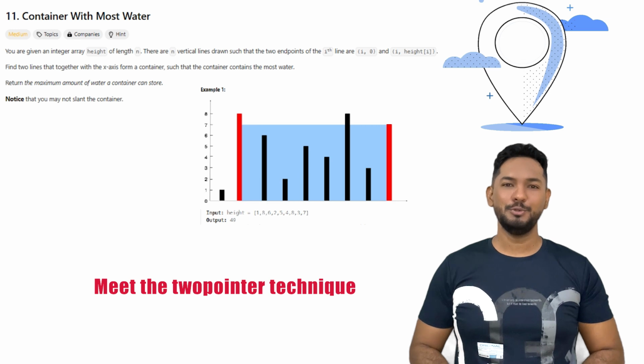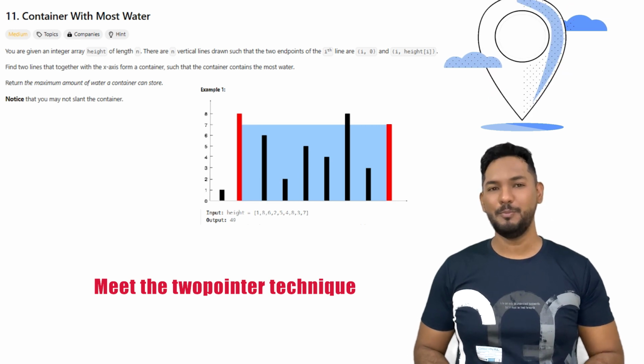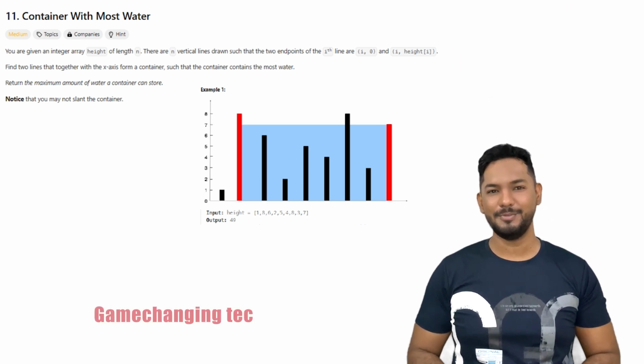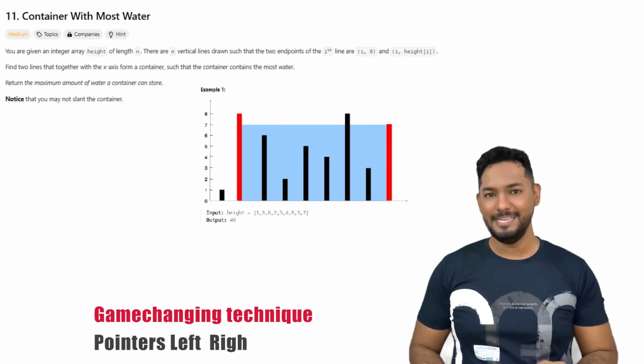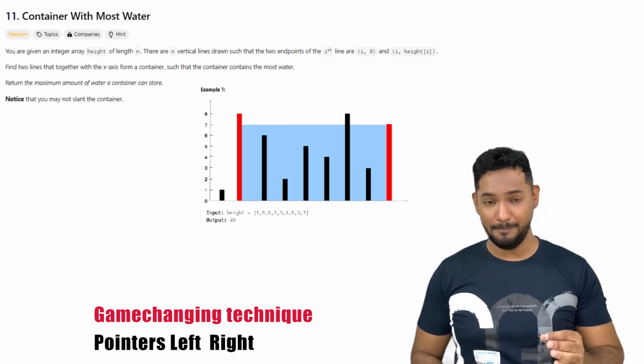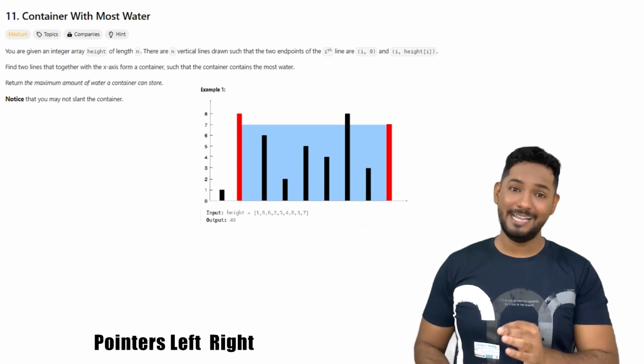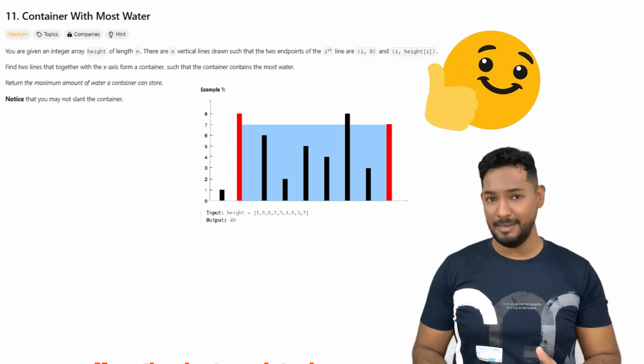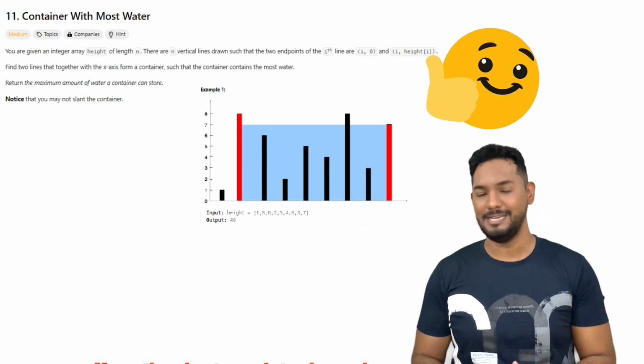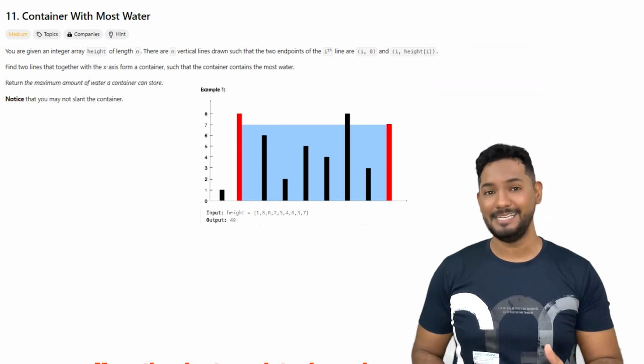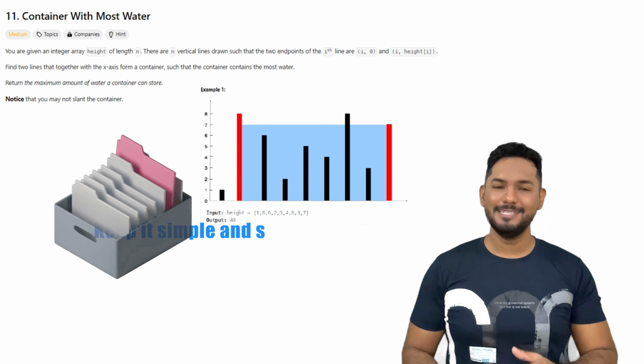Let me introduce you to the superstar of today's show, the two-pointer technique. When I first learned this trick, it blew my mind. The idea is to use two pointers, one starting at the beginning of the array, the other one at the end. We'll calculate the area, then move the pointer pointing to the shorter line inwards to maximize the container size. Easy, right? Here's the game plan.